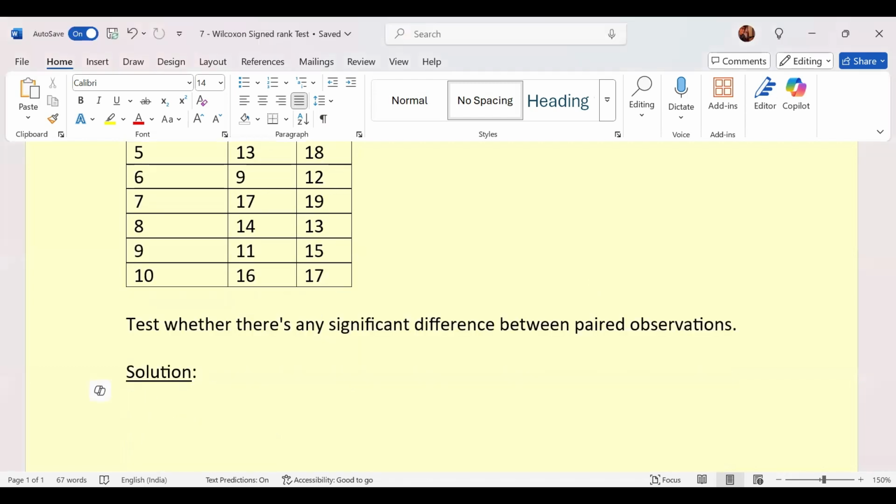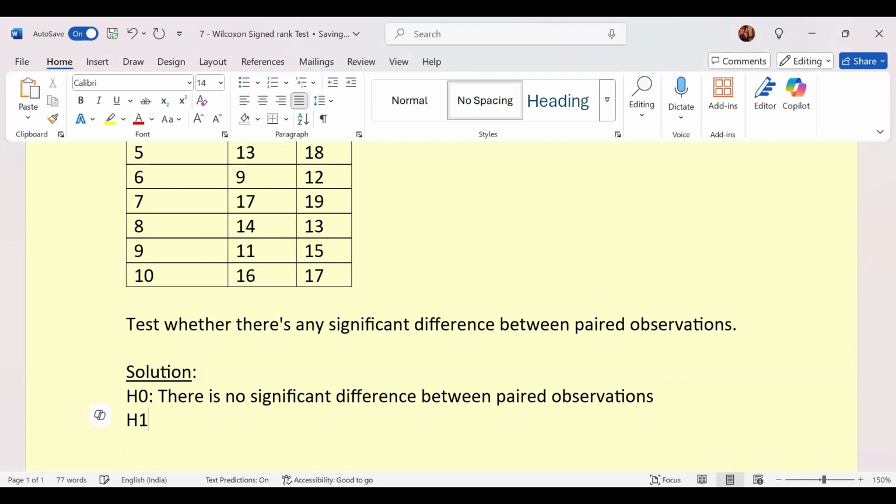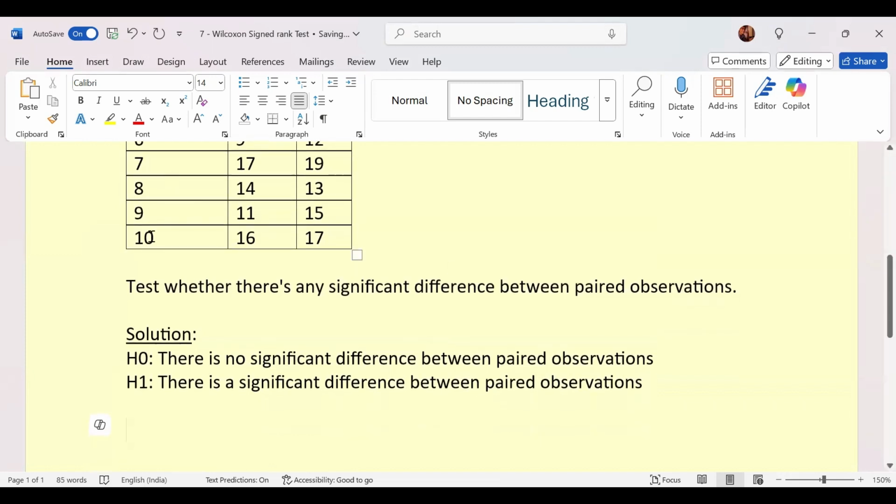First, we will write down the hypothesis, H naught: there is no significant difference between paired observations. H1 will be: there is a significant difference between paired observations. Now we'll make the 0 and 1 as suffix.